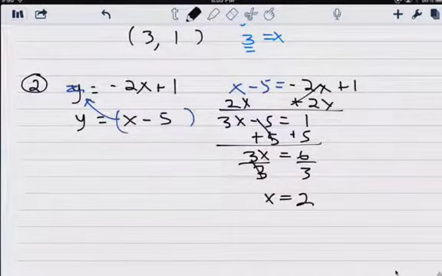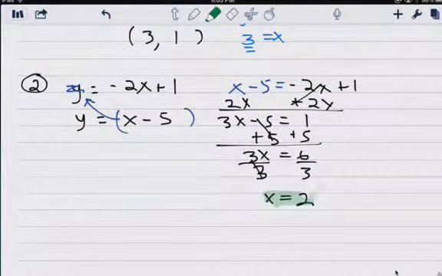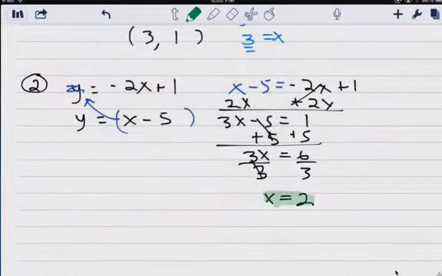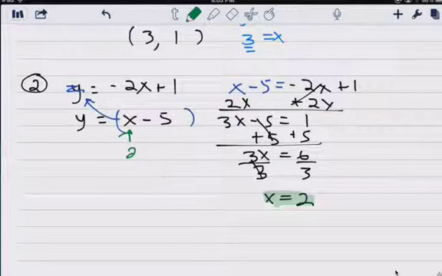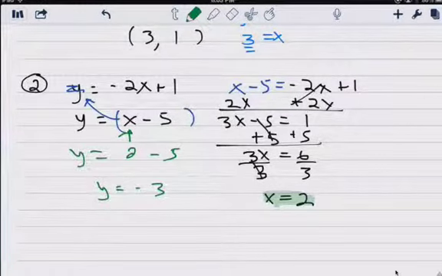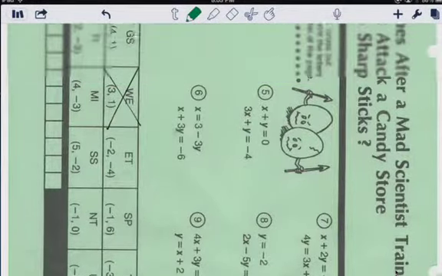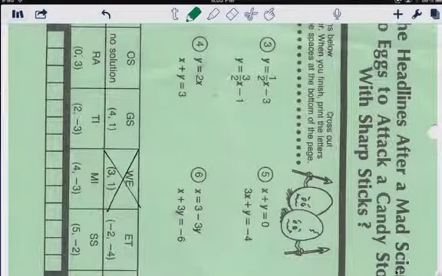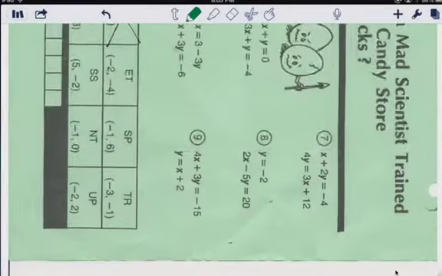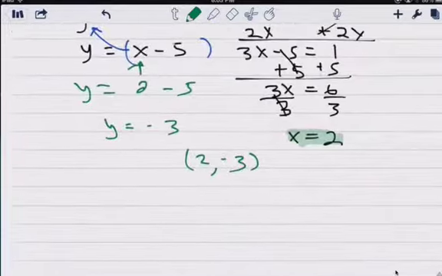If x equals 2, you take that answer and substitute it into here. y equals 2 minus 5, y equals negative 3. So your solution is 2, negative 3. Find the answer, so make sure your answer is right. Right here it is. Cross it out. Next problem, number 3.